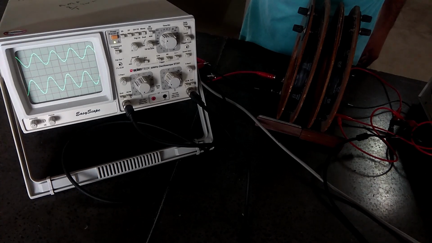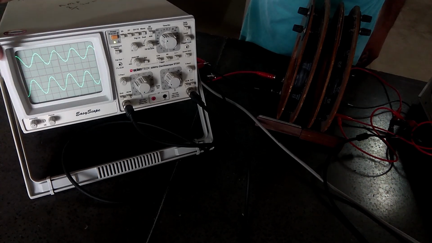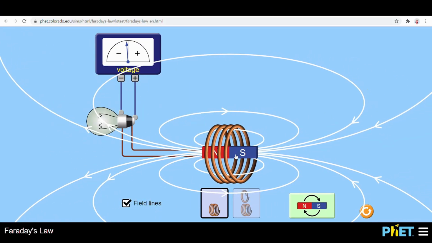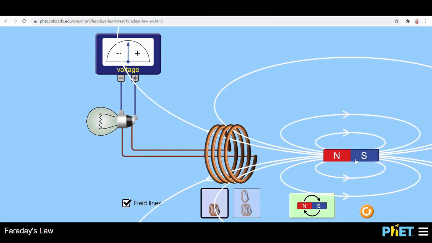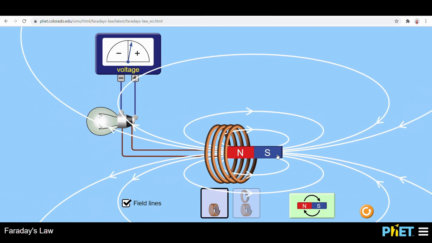So in the end, we have the definition of Faraday's law in a useful manner: the magnitude of the EMF induced in a conducting loop is equal to the rate at which the magnetic flux through that loop changes with time.